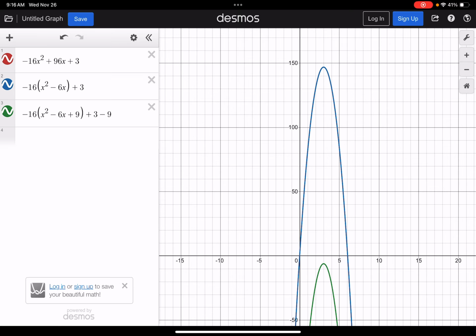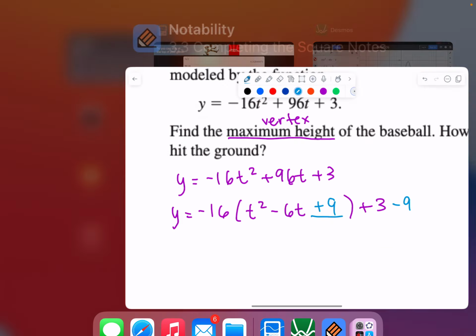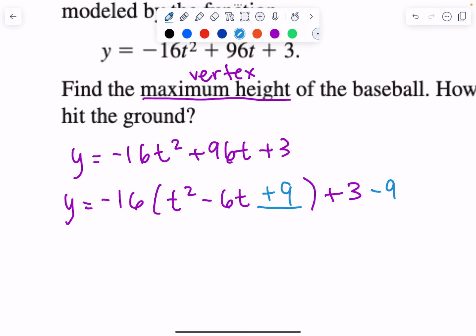Oh, interesting. So I'm not doing something correct here. I'm doing something wrong, because if I did my math correctly, then the green parabola should be exactly the same as the blue parabola. So let's think about this for a second. Why is it that adding and subtracting 9 isn't working here?